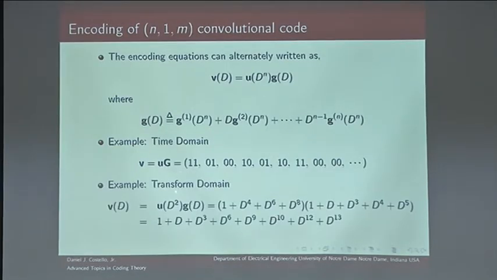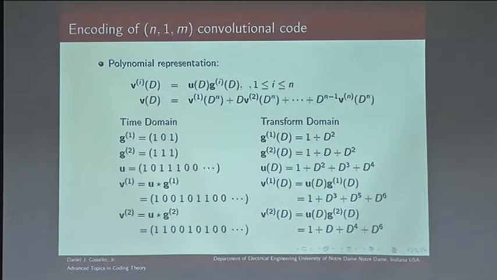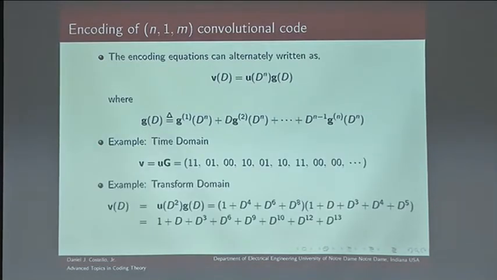So in the time domain, here was our sequence. In the transform domain, if we want to do it this way, we could get that directly by taking u of d squared. What was u of d? 1 plus d squared plus d cubed plus d to the 4th in this example. So u of d squared would be 1 plus d to the 4th plus d to the 6th plus d to the 8th, just replacing d by d squared, so the powers are all doubled.